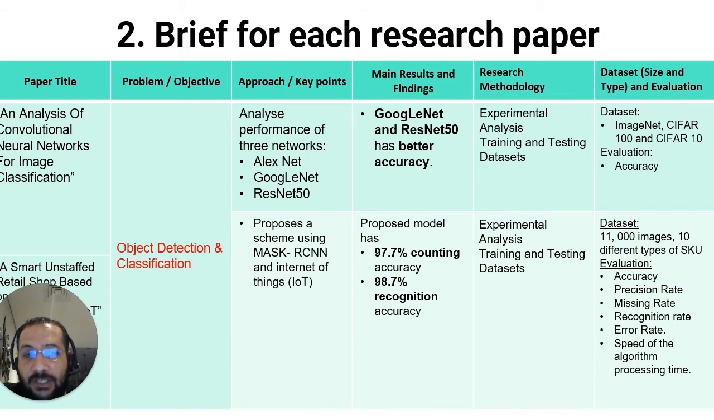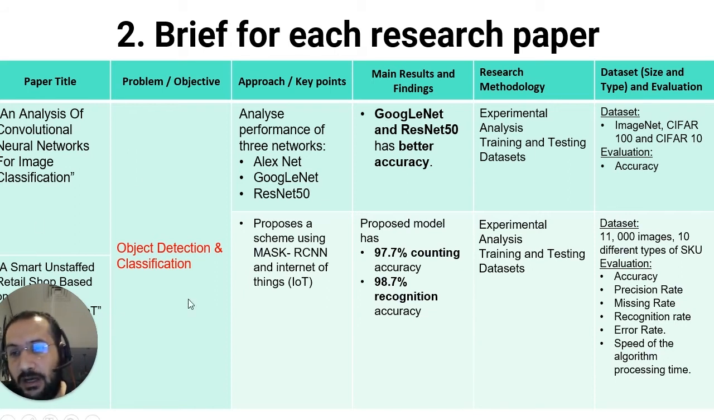So all of these datasets were being used for the training and the testing datasets. The approach of this research paper was to analyze three popular networks: AlexNet, GoogLeNet, and the last one is ResNet 50. When it comes to the evaluation metric, they all talk about accuracy, and the result was that GoogLeNet and ResNet 50 recognize the object with better accuracy compared to AlexNet.